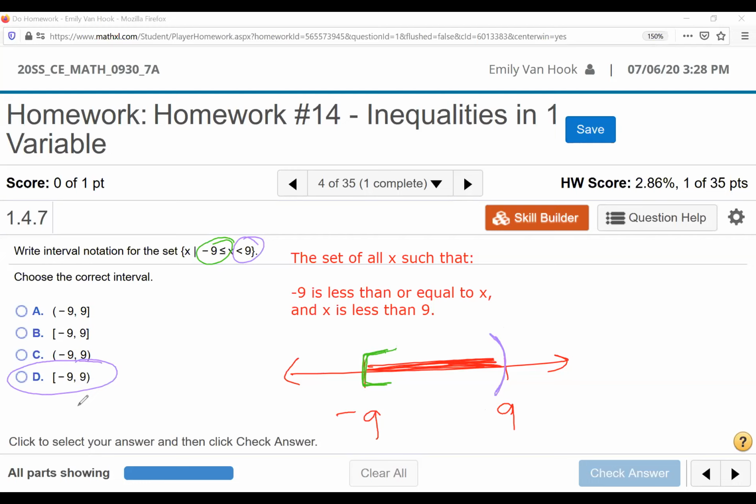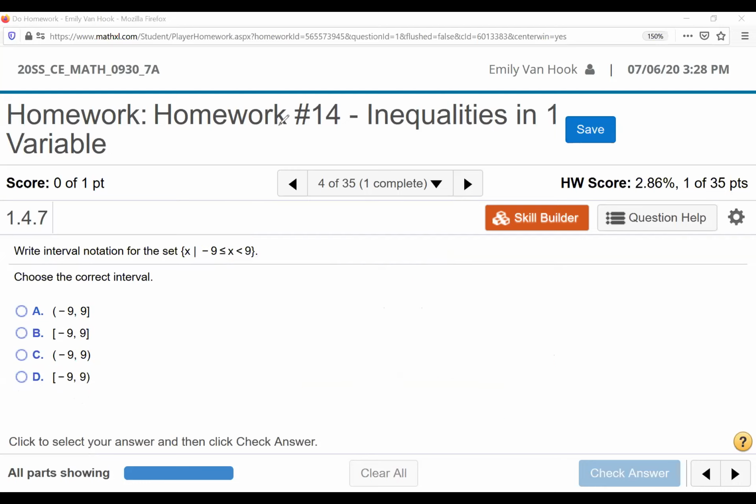So it comes back to really knowing your symbols, when to use square brackets, when to use parentheses. It all comes down to whether you have the equal sign, that's square brackets, or no equal sign, that would be parentheses. So that was number 4.